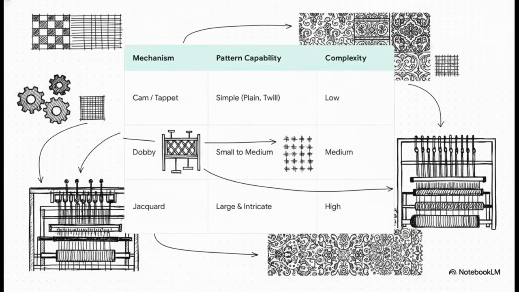So this table kind of lays it all out, right? There's a really clear trade-off. The cam system is super simple, low complexity, but you only get simple patterns. The Dobby is right there in the middle, and then you have the Jacquard system. Yeah, it's highly complex, but what you get in return is a pattern capability that is just limitless. It all comes down to this: the more control you have over those warp threads, the more intricate your design can be.